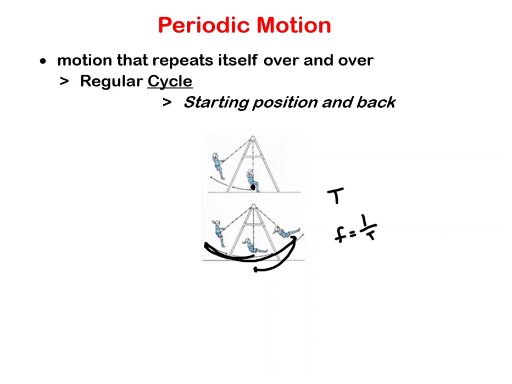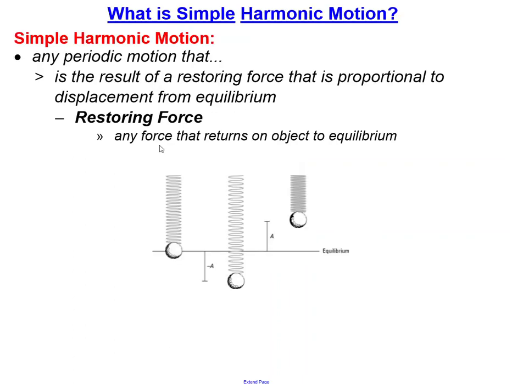So let's look at a special example of periodic motion, and that is called simple harmonic motion. Simple harmonic motion is still periodic motion, but it is the periodic motion that results when a restoring force is proportional to the displacement from equilibrium. All right, what does that mean? Well, first off, let's stop and talk about what restoring force is. Restoring force is any force that returns an object to equilibrium.